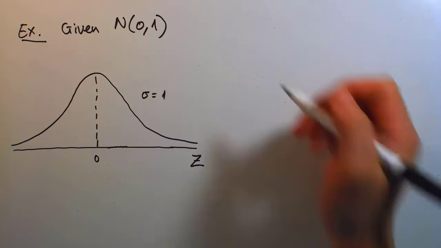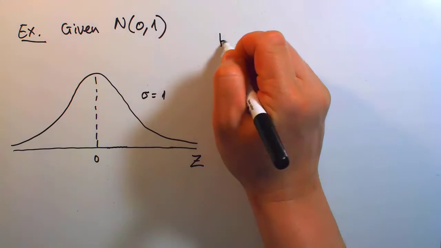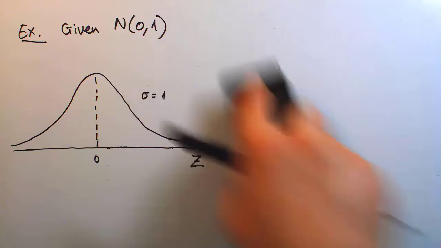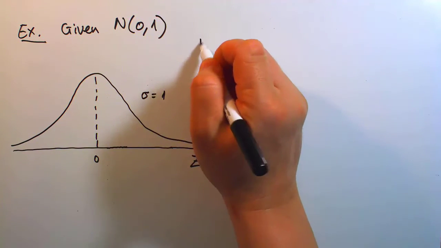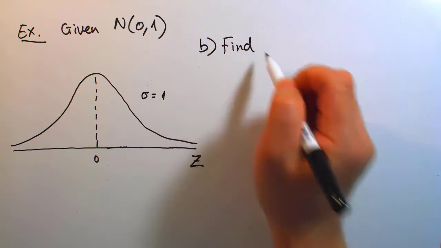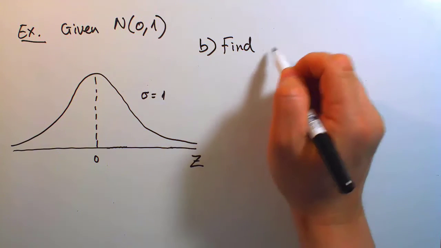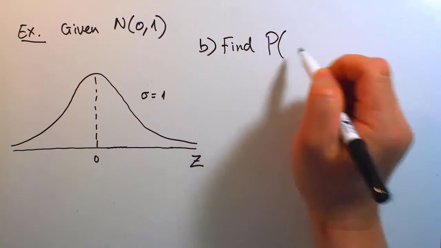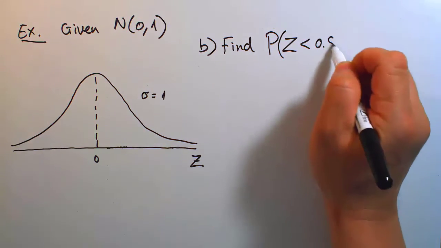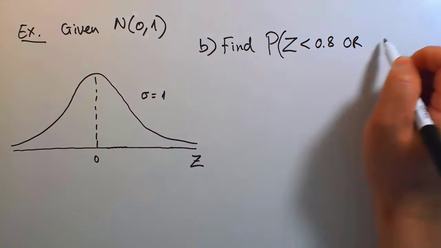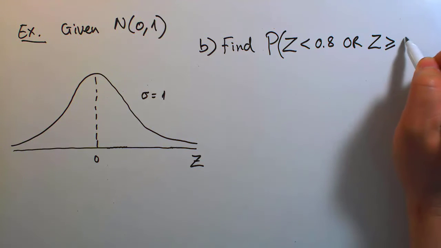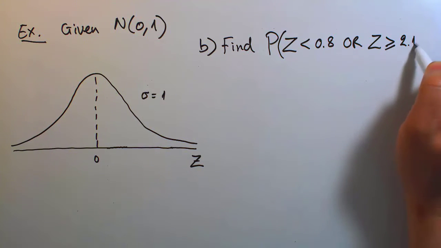All right, so let's try again the same kind of problem with a different question. We're looking at finding the probability of z being less than 0.8 or z greater than or equal to 2.15.